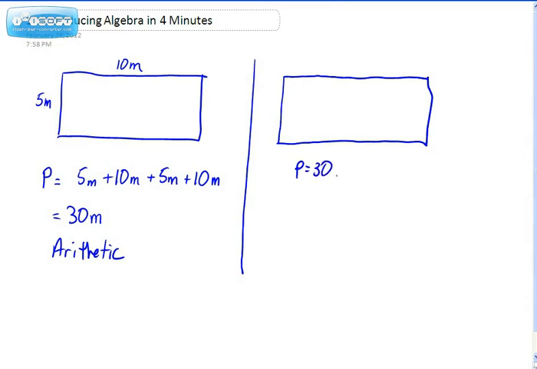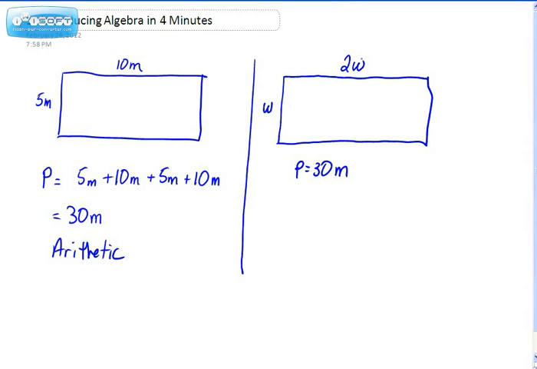But rather than knowing what the length and width of the fence are, suppose that I wanted the width of the fence to be doubled to give me the length. In other words, the length is twice as long as the width. How can I build my fence so that it all adds up to 30 meters?